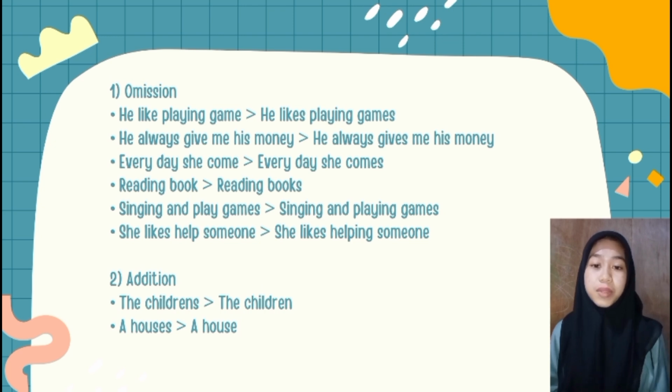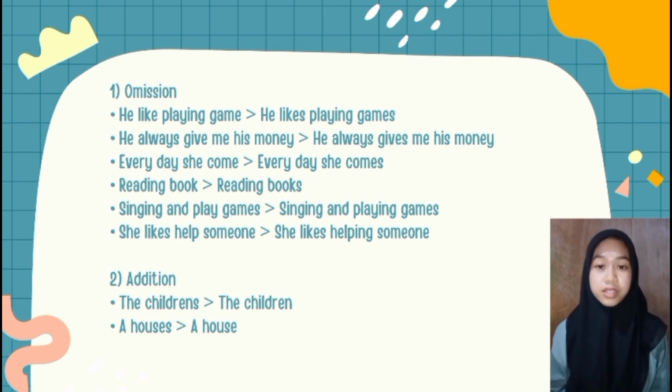Next, "singing and play games" becomes "singing and playing games." Because the first verb uses the ing form, the next verb should also use the same form. Next, "she likes help someone" becomes "she likes helping someone." After the word likes, the verb is more appropriate in the ing form. So the main point of omission is that something is missing in the sentence.